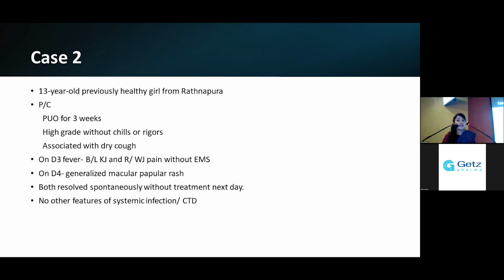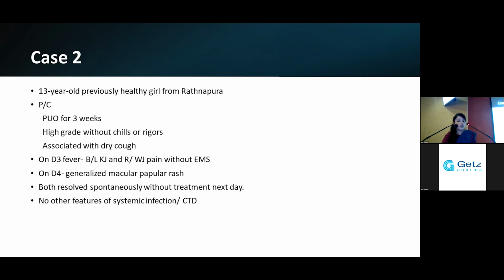So moving on to our second case. Our second patient was a 13-year-old previously healthy girl from Ratnapura. She presented with PUO for 3 weeks. She had high-grade fever without chills or rigors, associated with a dry cough. On day 3 of fever, the patient had bilateral knee joint and right wrist joint pain without early morning stiffness. On day 4, there was a generalized maculopapular rash.